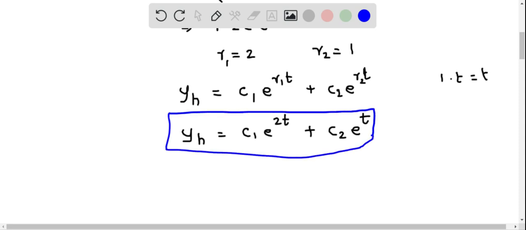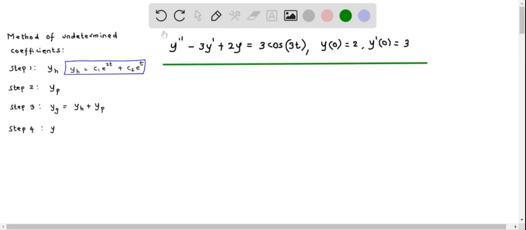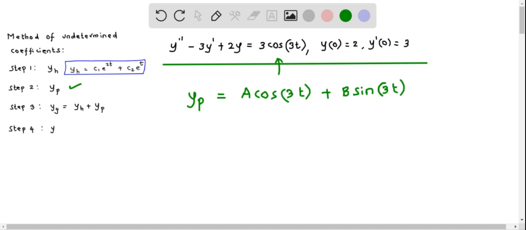This completes step 1. Let's do step 2. That is, we have to find the particular solution. To find the particular solution, we have to look at the right side of this given differential equation. Here we have 3 times cosine of 3t. So I'm going to write down the particular solution in the form a cosine of 3t plus b sine of 3t. We write this particular solution since the right side expression is a cosine 3t.